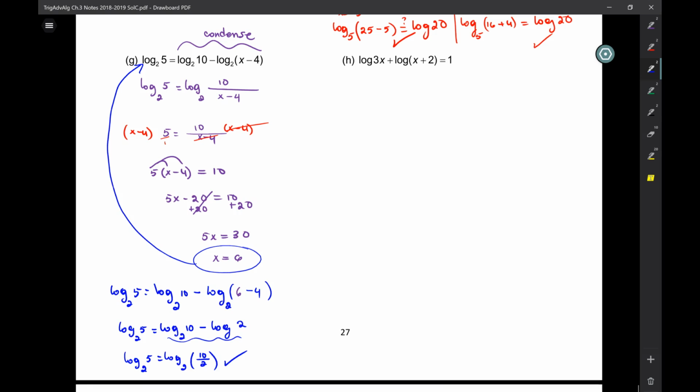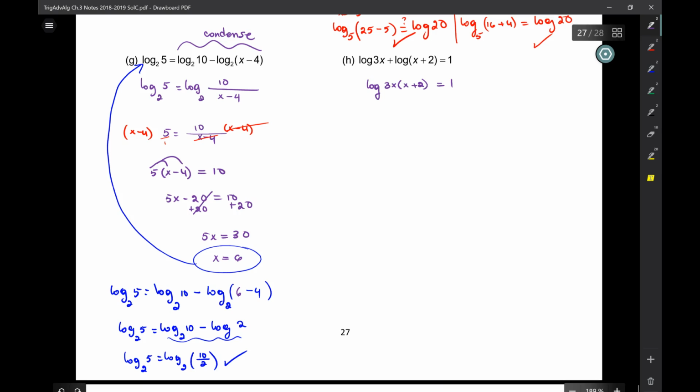So let's move on to one more. We're gonna condense this. You basically have to condense as much as possible. Log 3x times x plus 2 equals 1. You condense as much as possible because you're not allowed to have more than one logarithm on a single side.